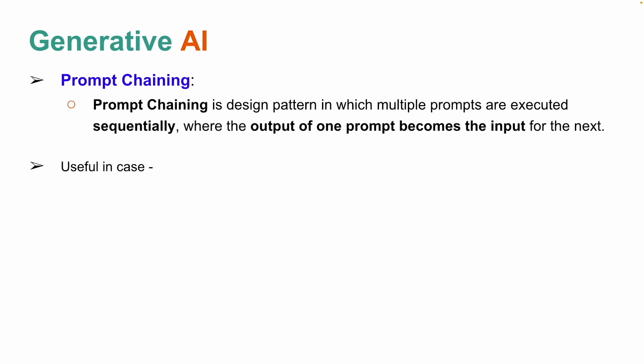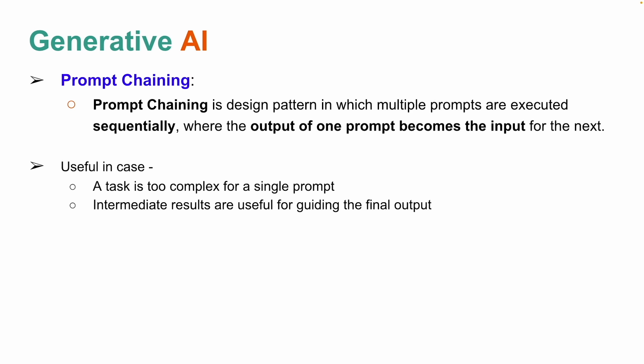What are the use cases of prompt chaining? The use cases are very simple. If a task is too complex for a single prompt, then you can use prompt chaining. If the intermediate results are useful to guide the final output, let's suppose you are doing a prediction, then the final output will be highly dependent on the intermediate results. Here you can use prompt chaining. If you need some reasoning, formatting, or multi-step logic, then you can use prompt chaining.